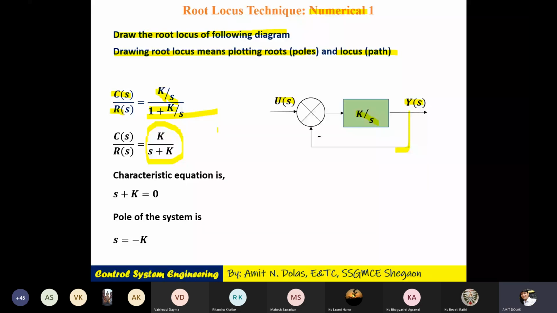Okay. So how is the characteristic equation? Very easy. This will be equal to 0. So you'll get the equation s plus k is equal to 0. Then where is the pole? Pole will be s is equal to minus k. Pole will be at s is equal to minus k. You draw the root locus, यहाँ पे पूछा नहीं है. But if you draw the root locus, somewhere here is the value minus k is your root locus.